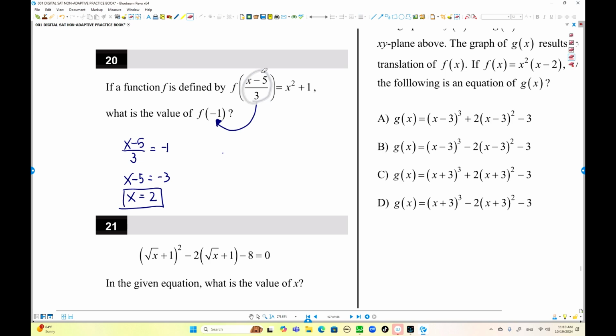When you put this number x equals 2 there, you can check it out. 2 minus 5 over 3 is negative 1. That's true. Okay. Put this number x equals 2 in the equation: 2 squared, 4, plus 1 equals 5. Okay. That's the answer.